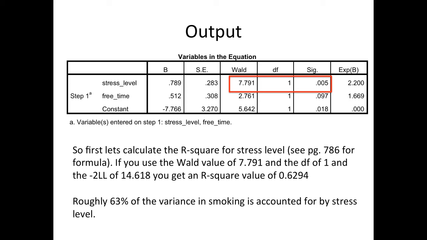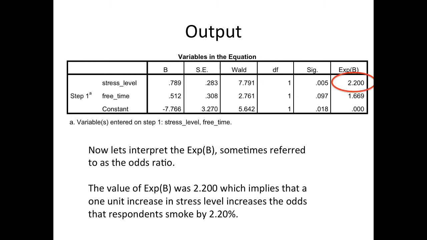Now let's talk about the odds. Where's the meat? Where's the butter? Where's all that exciting stuff? So let's look at that last column, that EXPB, sometimes referred to as the odds ratio, which you've read a lot about. And so the odds ratio value, or that exponent B, is 2.200 in this case, which implies that for every 1 unit increase in stress, the odds of being a smoker increase by 2.2%.